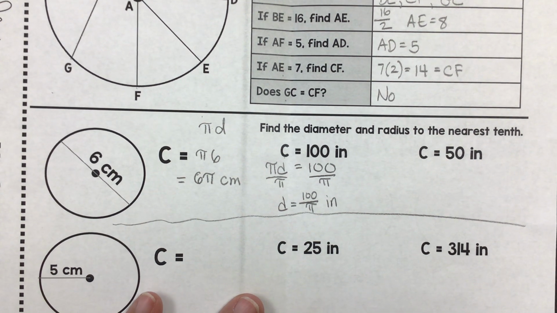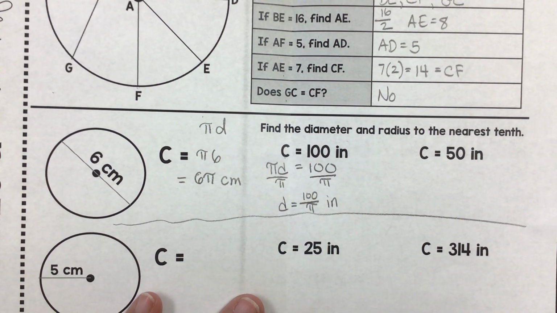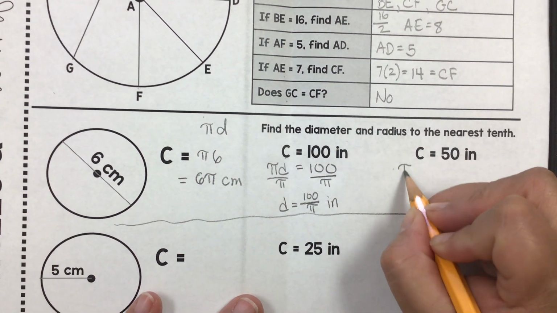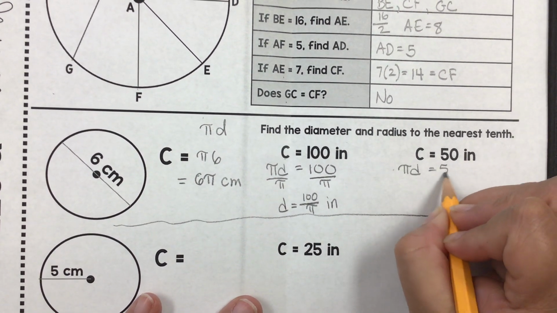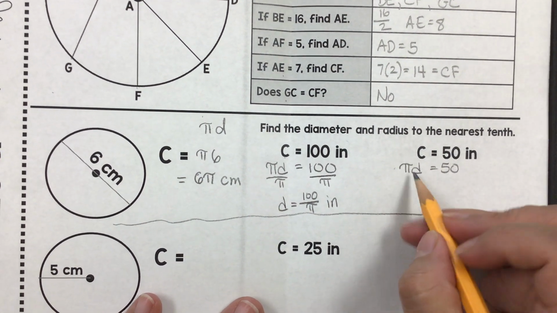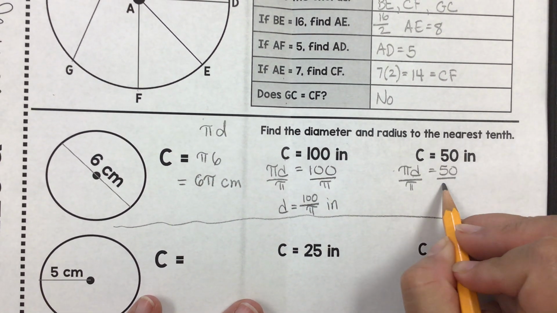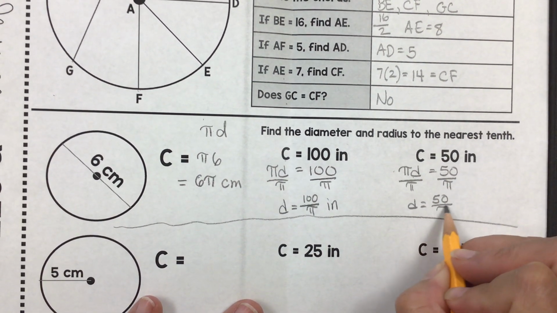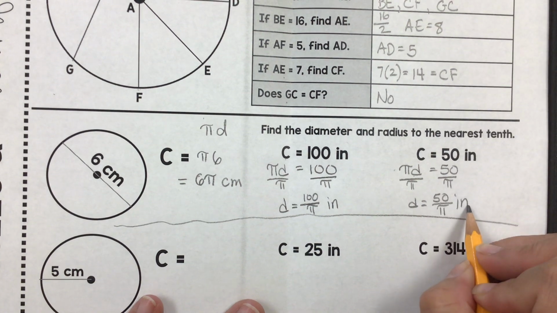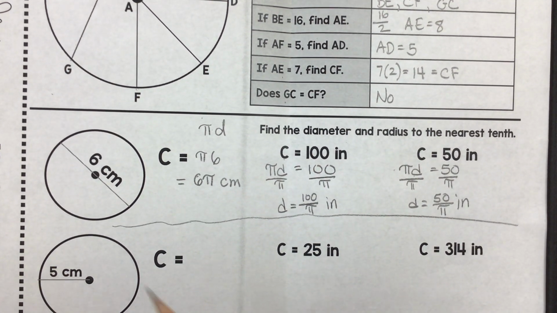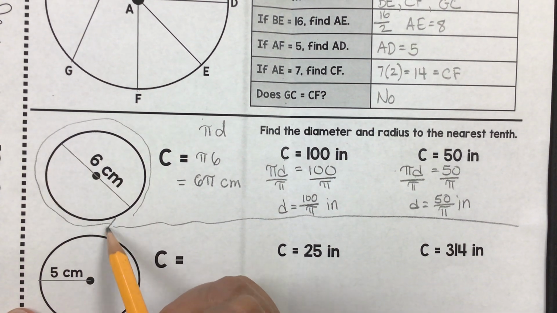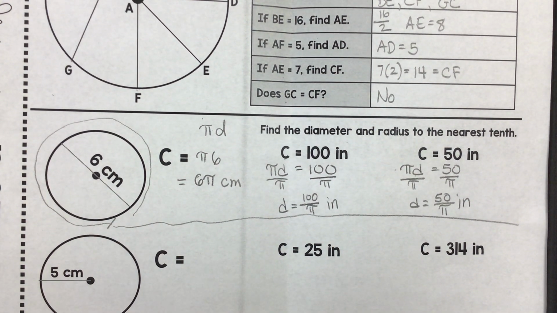Let me say that again. If it asks you for the diameter, you're going to set the circumference equal to pi d. That's equal to 50. To solve for d, you're going to divide by pi on both sides. D is equal to 50 divided by pi. And this is also in inches. Remember, circumference is just the distance over here, going all the way around. So that's why that unit of measure matters.